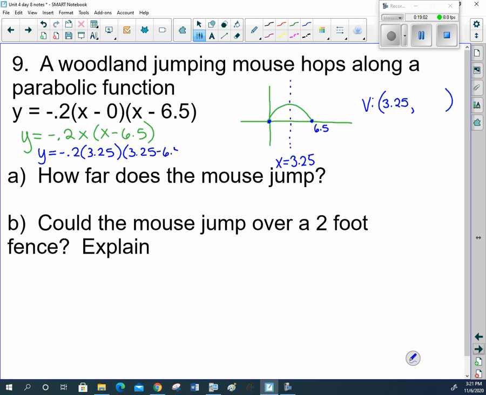Okay, so let's go ahead and type that in our calculator. -0.2, and then in parentheses 3.25, parentheses 3.25 minus 6.5. And that turns out to be 2.11. There's all the decimal places, 2.1125. Okay, that's our vertex. So it looks like we've got some key points. We just need to interpret what they mean.